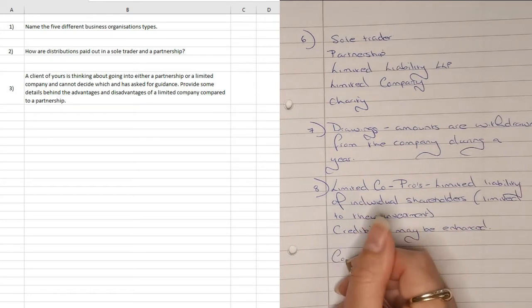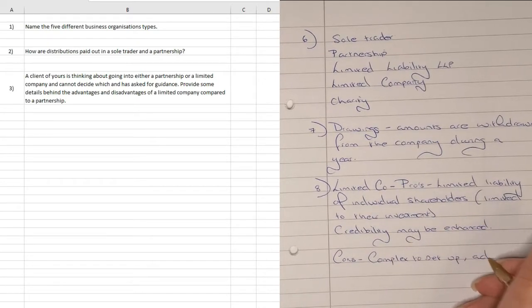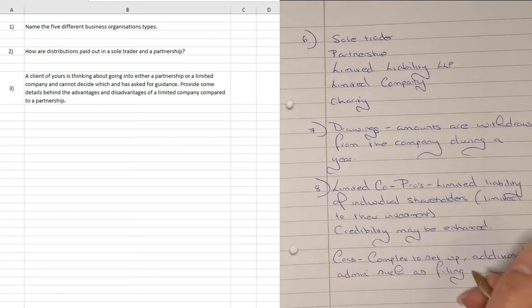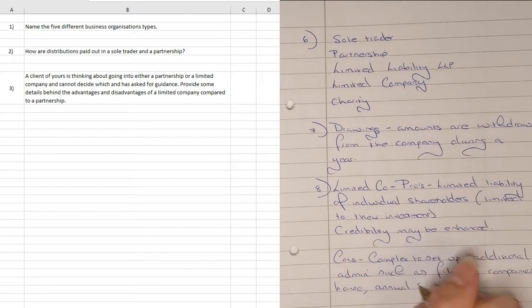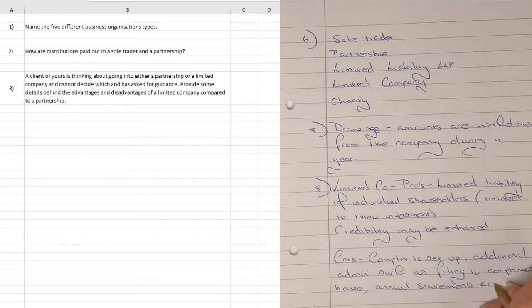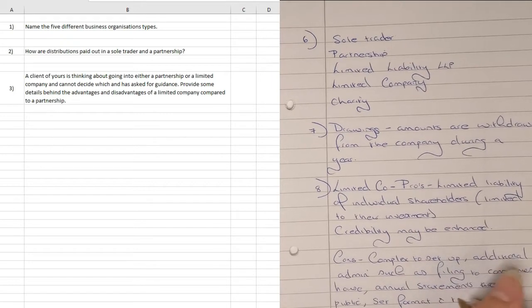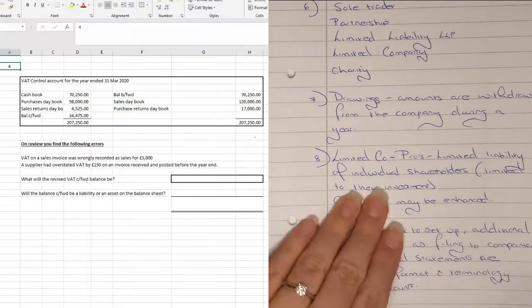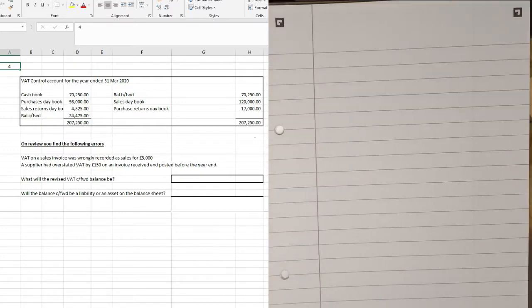Cons with a limited company is that they are complex to set up. You also have additional admin burdens, such as filing to Companies House. Your annual statements are public, so competitors can see how well you've done, what you've invested in, etc. And also, you have to adhere to a set format and terminology in your accounts. So let's move on to the next question.